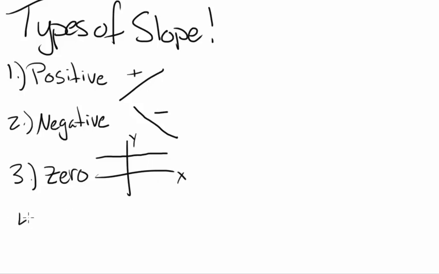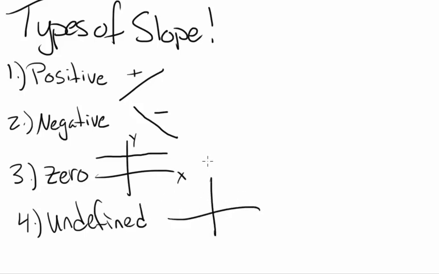Our fourth and final type is going to be undefined. And this, on a graph with a y and x, is going to be perfectly vertical. And so, the line I just made is going to have a slope that is undefined. So these are our 4 types of slope. So next, we are going to talk about perpendicular lines as well as parallel lines.